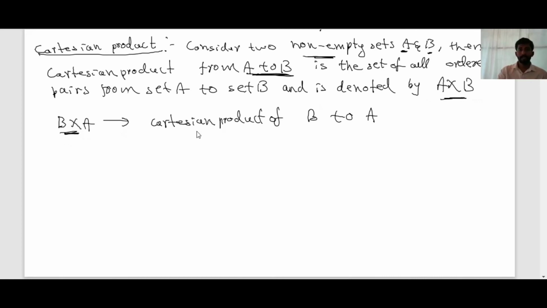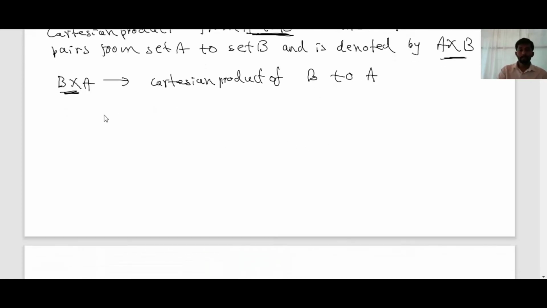For example, see, I am taking set A equal to {1, 2} and set B equal to {a, b}. Clearly A is a non-empty set. Why? Here you can see two elements. And B is {a, b}. Here also two elements are there, right? A and B are non-empty sets. That means the Cartesian product is possible.